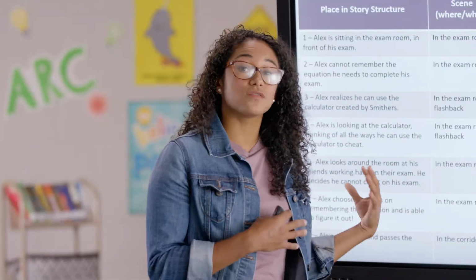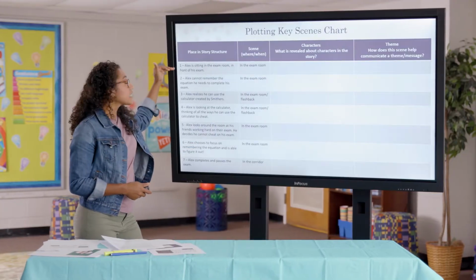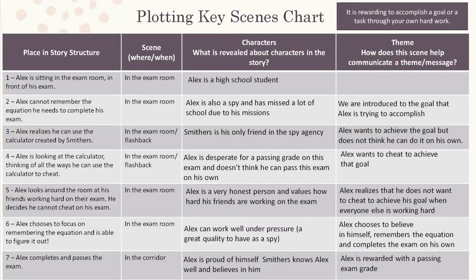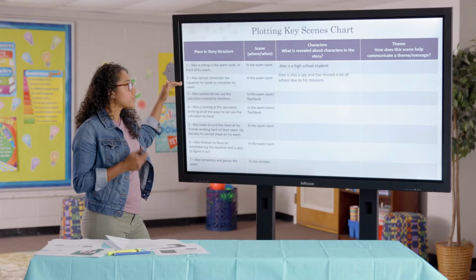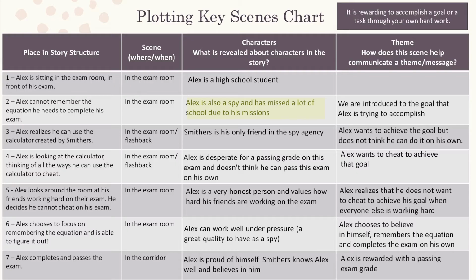Now let's look how each event reveals something to us about Alex as a character. At the beginning of this story, when he's sitting in the exam room, we learn that Alex is a high school student. They don't have to come out and tell us that. We learn it because of where he is and what he's doing. Then we learn that Alex is also a spy and has missed a lot of school due to his missions, and that's why he can't remember the equation he needs for his exam.